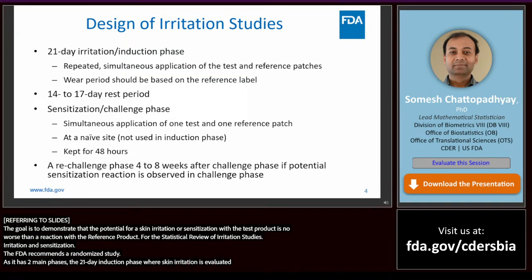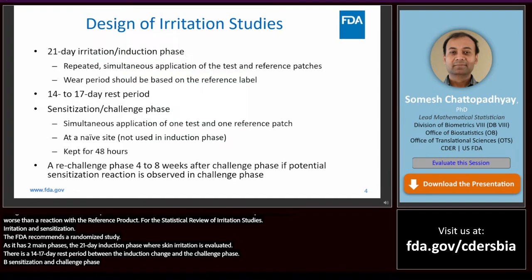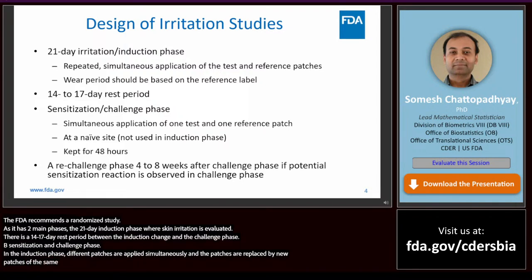There is a 14 to 17-day rest period between the induction phase and the challenge phase. A re-challenge phase similar to the challenge phase is conducted 4 to 8 weeks after the challenge phase if potential sensitization reactions are observed in the challenge phase. In the induction phase, both test and reference patches are applied simultaneously, and the patches are replaced by new patches of the same type at the same locations for repeated applications.